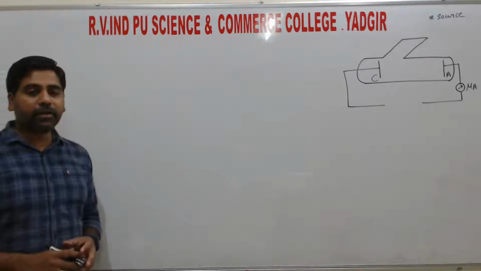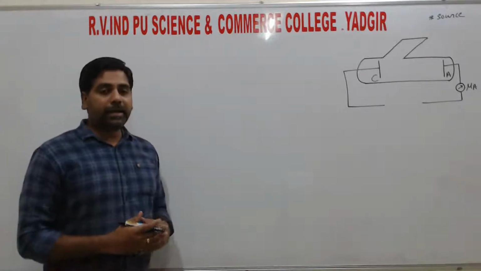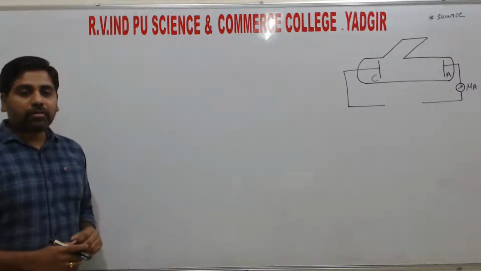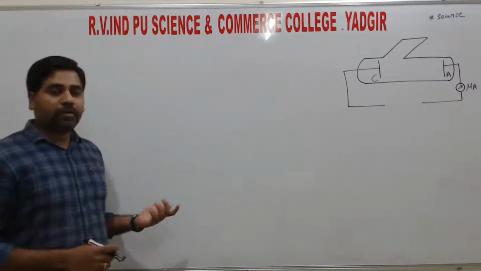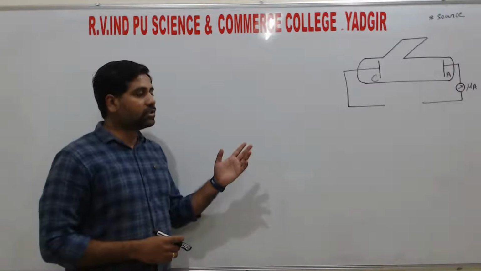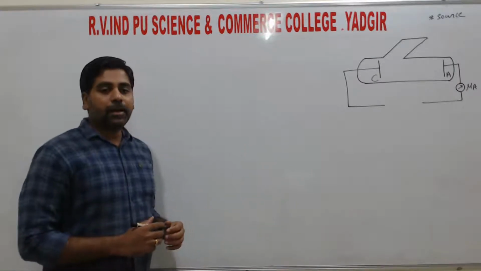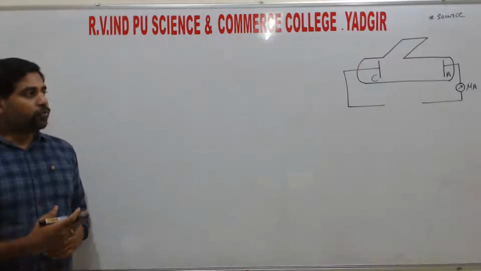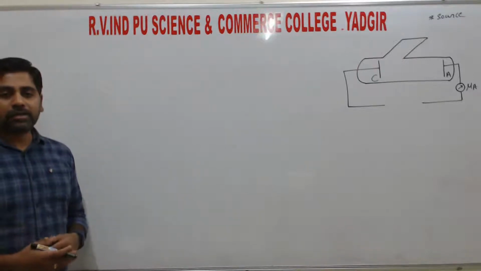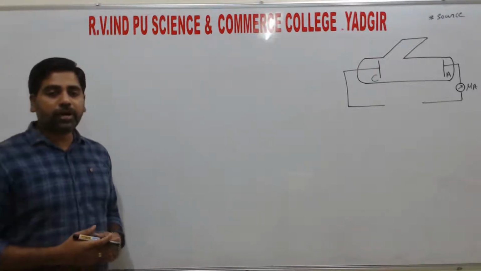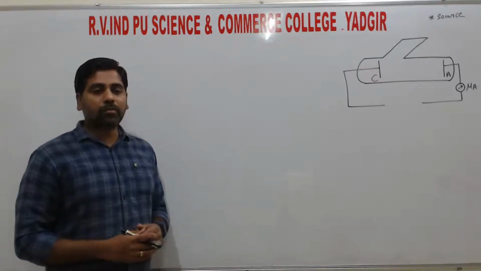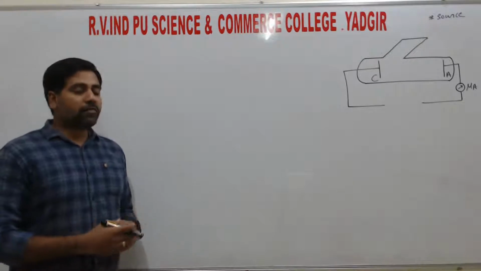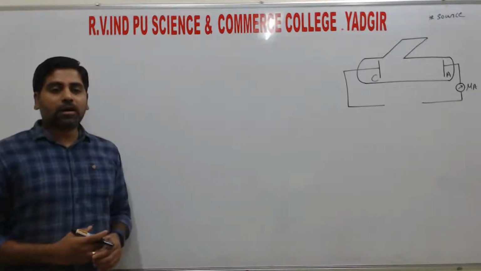If we apply the negative potential to the collector plate A, then the number of electrons reaching plate A becomes very less, because only high energy electrons will reach the collector plate A. Hence, the current which flows in the circuit reduces and it becomes zero for a particular negative potential. That potential we call the stopping potential, or cutoff potential, or cutoff voltage.